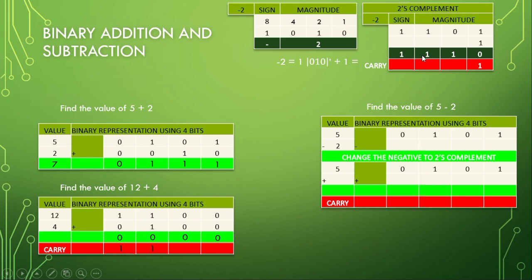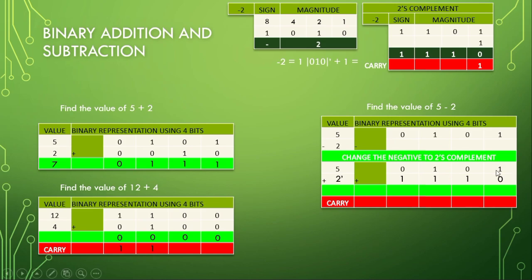So what we are interested in is this value here. Now that we have our value, this is negative 2 in 2's complement. So we place that like so, not forgetting the sign bit, because this is what tells us that this is negative. So this is negative 2 in 2's complement. We put it like so, and then now we do our binary addition.